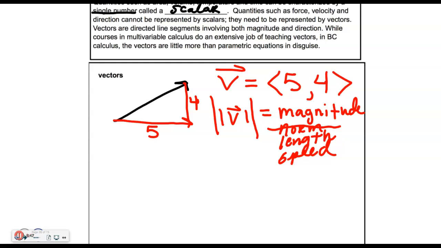All right, all it is really, if you look at length, that's the easiest way to remember it, because all you do is the Pythagorean theorem. So it's really just the square root of 5 squared plus 4 squared.